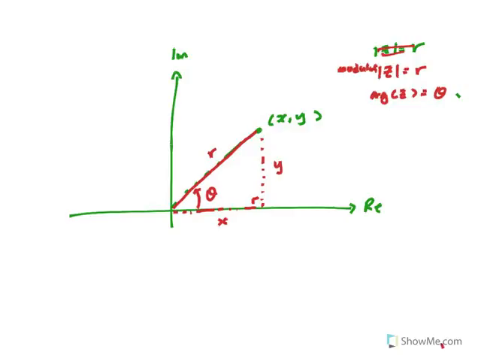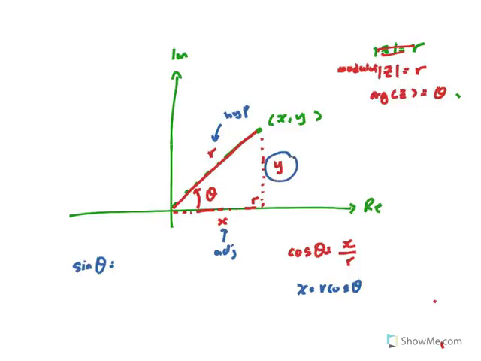I can say, using SOH CAH TOA, cosine theta is equal to adjacent over hypotenuse, correct? Because this is the adjacent, this is the hypotenuse. So if I do this, can I say x is equal to r cos theta? Very good. Similarly, using SOH CAH TOA, sin theta is equal to y over r. So I can say that y is equal to r sin theta. Easy, right? If anybody asks you to prove it, you can prove it easily.